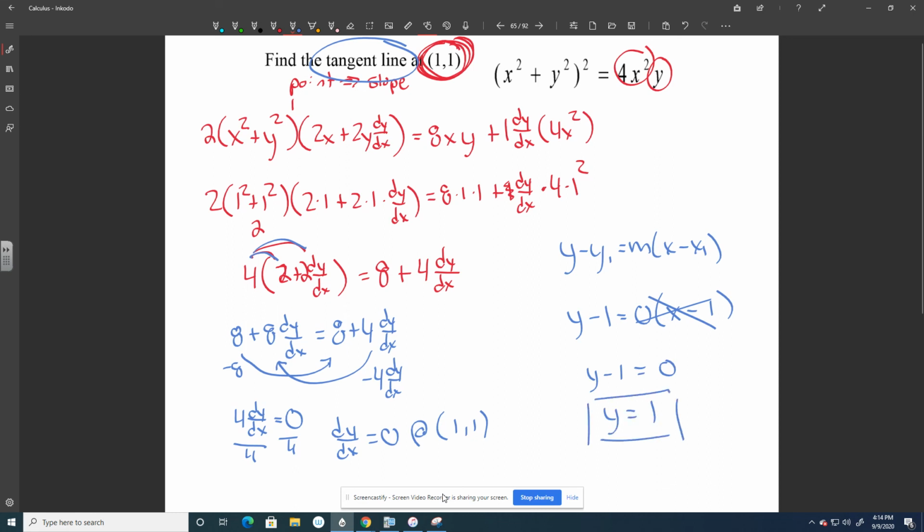And that's my tangent line, which makes sense because if my slope is 0, that means that at that point, at (1, 1), whatever's going on with this function, my slope is 0 at that point. So that means it's changing direction, and y equals 1 is just going straight across. So that makes sense that that's the answer that I got.